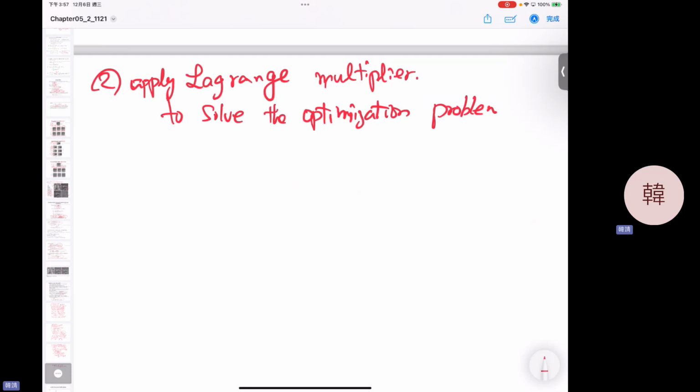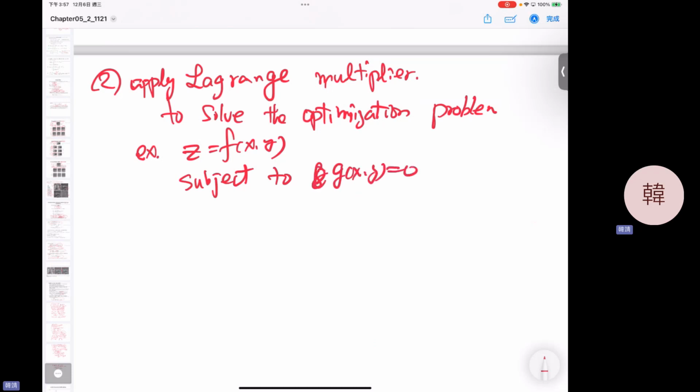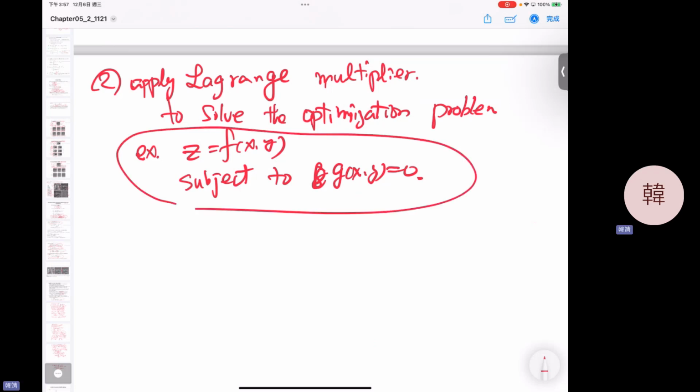So what's the approach? If you have this function, we are going to find the optimum of the value, subject to some g(x,y) equal to 0. That's the problem, right? Subject to the surface of the box equal to a squared. Now we have this constrained problem, and we are going to use the Lagrange multiplier.